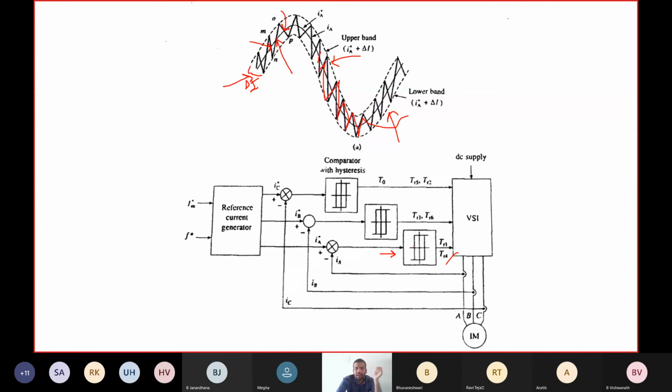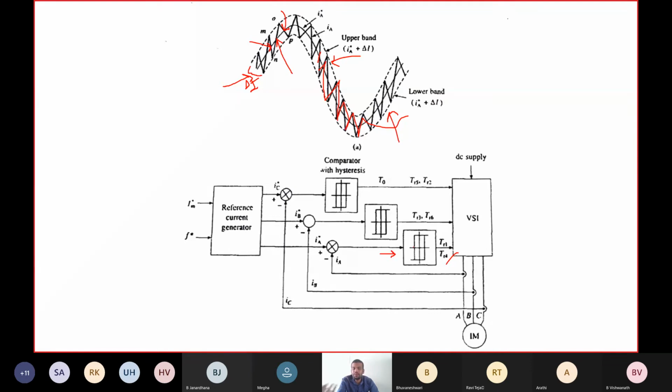These are compared in the comparator. Here the comparator takes the reference sinusoidal currents and the motor currents from the motor terminals IA, IB, IC. The comparator compares the motor currents and the reference currents and makes them flow through the hysteresis bands. The currents obtained after the hysteresis band are then fed to the switches, the drives.